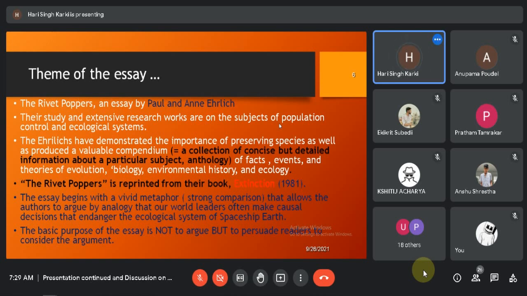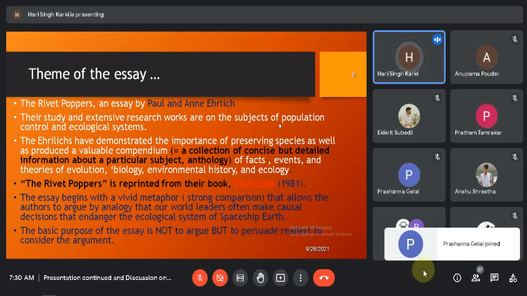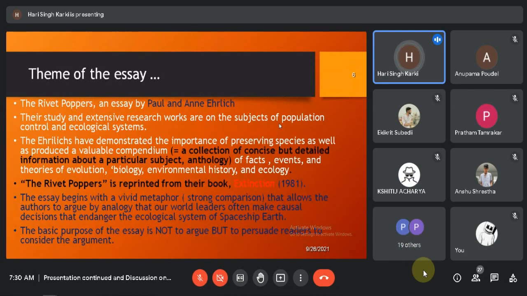So there is a strong comparison made here, a vivid metaphor that has been used. These people are the rivet poppers. You are rivet poppers, I am a rivet popper, we are rivet poppers, they are rivet poppers. Who then is working to conserve nature? This is the metaphor. We are rivet poppers. The basic purpose of this essay, as we have already discussed, is not to argue, but to persuade. We have to be persuaded by the argument the writers have made in this essay.